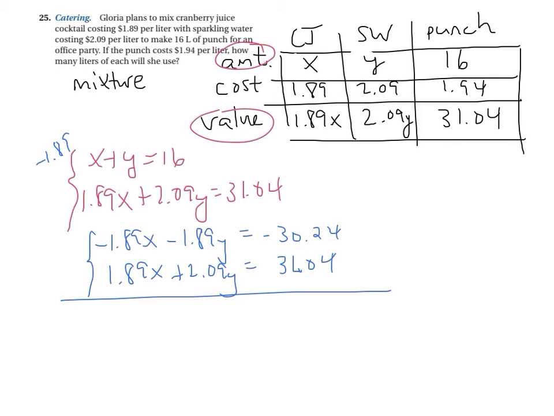We're going to eliminate the x's, and it looks like we have 0.2y equals 0.8, if I did my math correctly there. So y would be 4. So 4 liters of sparkling water, which would then mean we must have 12 liters of cranberry juice.